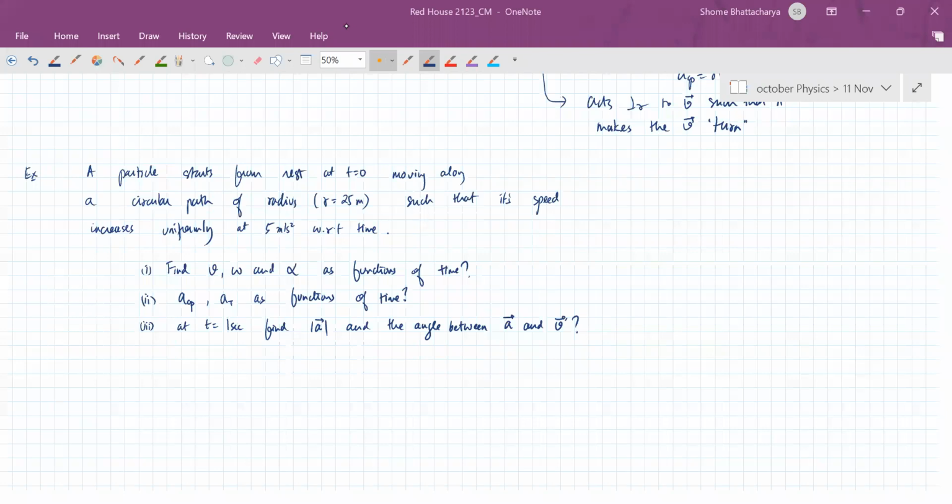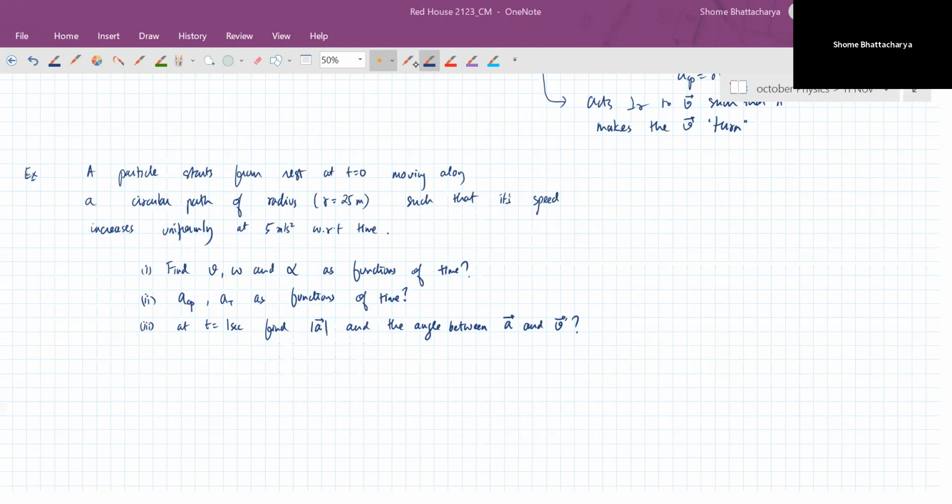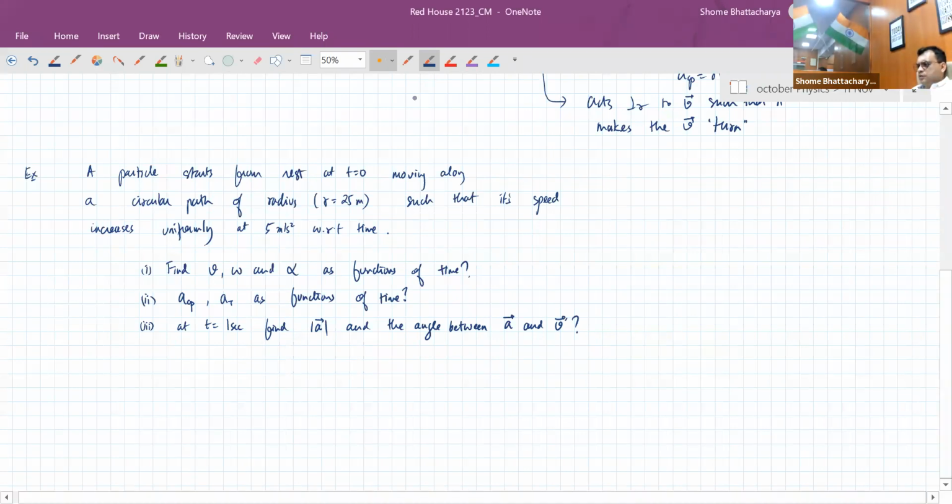Okay, so anybody got the answer? At least the first part, it's pretty simple, right? How the speed is changing with time. The initial speed is 0. That's given to us because it's starting from rest.